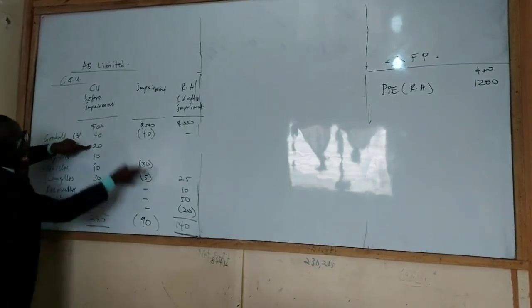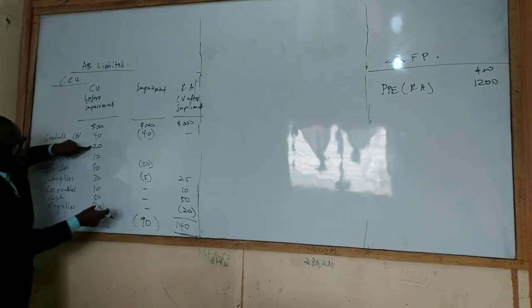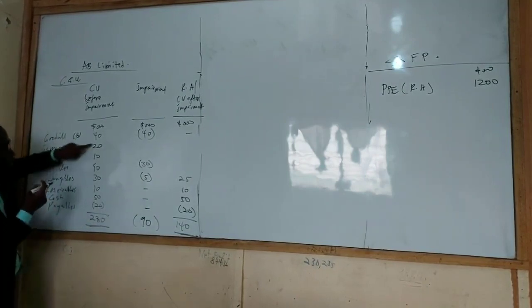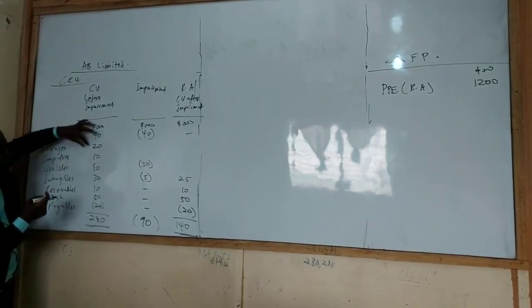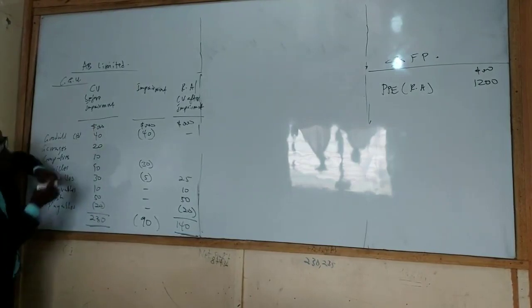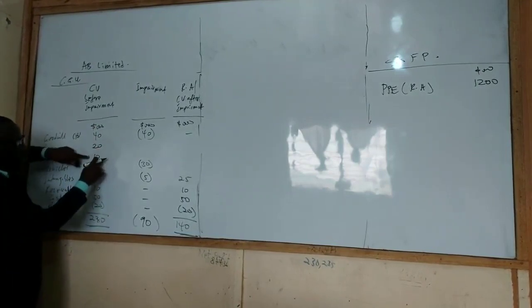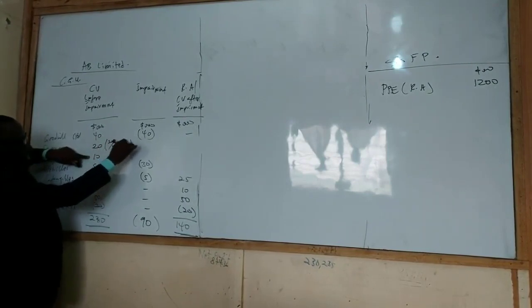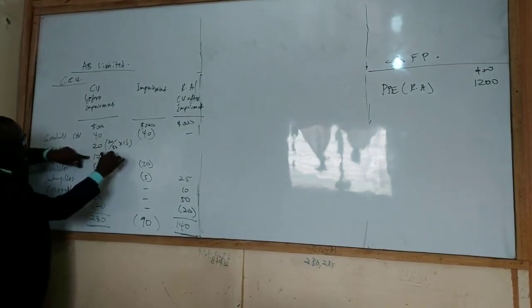Since you are carrying, how much are we left with? 15. So that 15 will be shared among what? Or between garages and computers. So when we add the 2, it will be what? 30. So that will be 20 over 30 times 15. Then this will be 10 over 30 times 15.